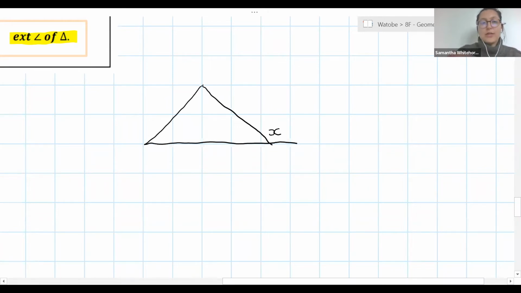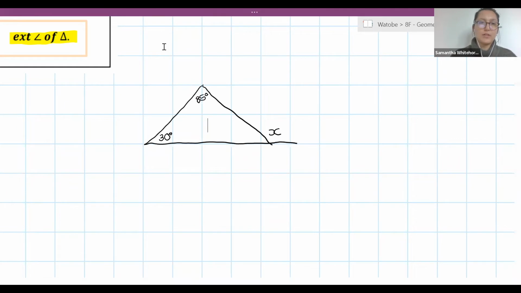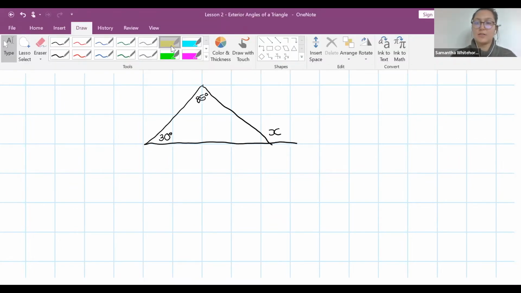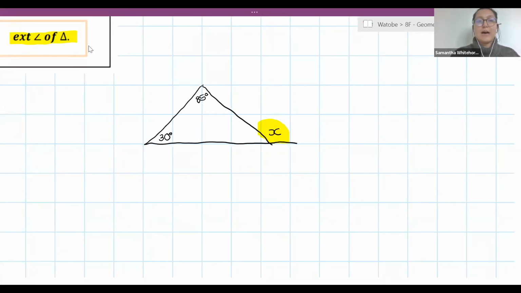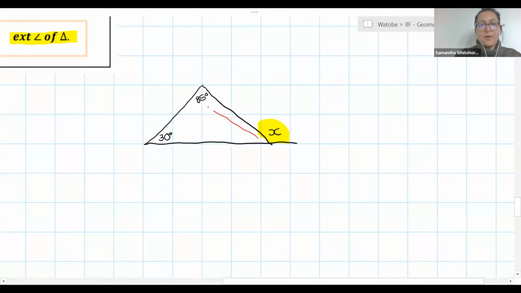Okay, so let's say I've given you this triangle and I've told you this angle here is 30 and this angle up here is 85 degrees. Okay, and I'm asking you to work out angle X. I know this is not the most beautiful diagram in the world, but it's okay. We want to work out X. So I'm going to explain the whole concept of exterior angles again. This angle X is exterior or outside to the triangle. Now, what that means is that I can go and add together the opposite interior angles to get that angle X.